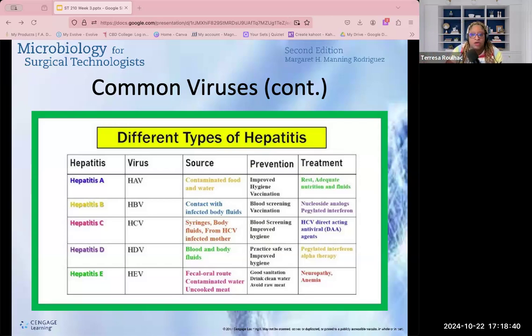But keep in mind, you can only get HDV if you already have HBV. And then the last one on our chart you see is HEV, hepatitis E, transmitted primarily through contaminated water. Again, this causes acute liver disease, especially in areas with poor sanitation. A vaccine is available in some countries, but is not widely used. All right. So you're going to want to make sure that you can identify these if for some reason you see them.